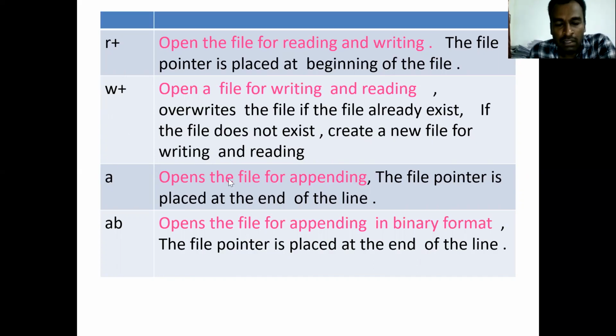Next one, A, opens a file for appending. The file pointer is placed at the end of the file. So while using append mode, the file pointer points to the last of the information. That means the last of the line. Next one, AB, is append in binary format.